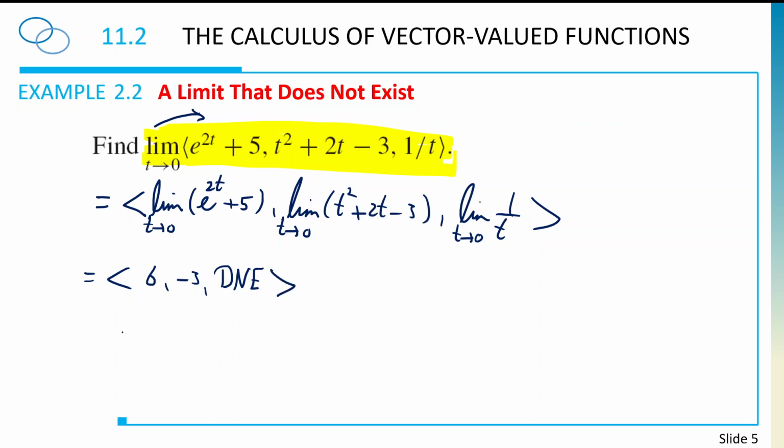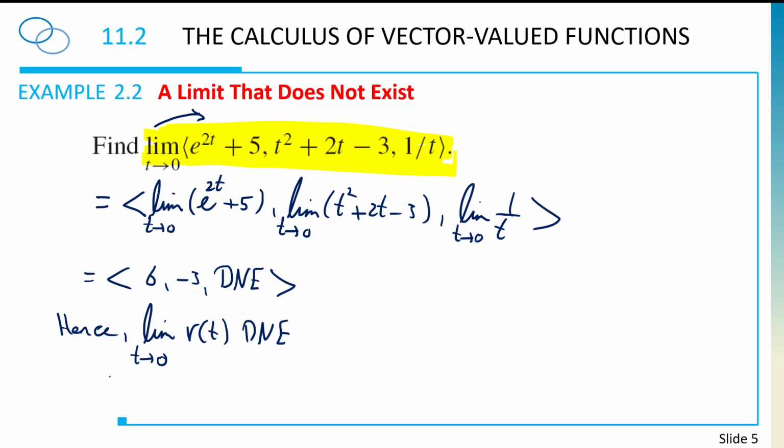So what should be the overall limit? Hence, the limit for r of t, the vector valued function, as t approaches 0, does not exist.